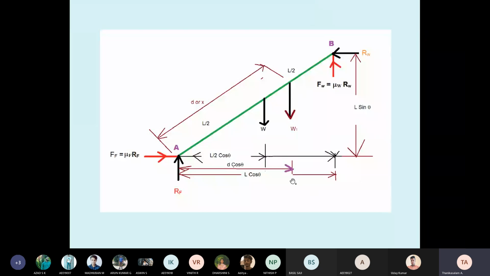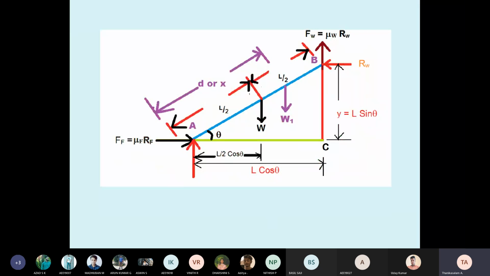Okay, then we want all the distances: L cos theta, L sin theta, and the horizontal distance. Students, we need the horizontal distance. The weight is acting vertically down, no? So from A, what is the horizontal distance? We have theta, and that is L by 2, so it is L by 2 cos theta, where the weight is acting. Similarly, for D, we have theta, so it is D cos theta. So remember this one, you have to remember this.